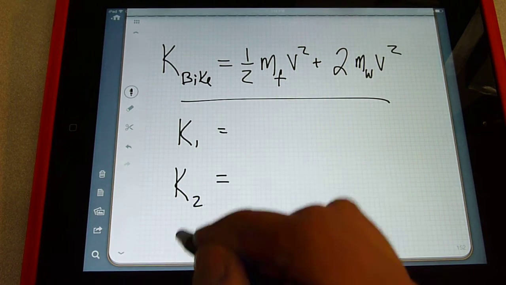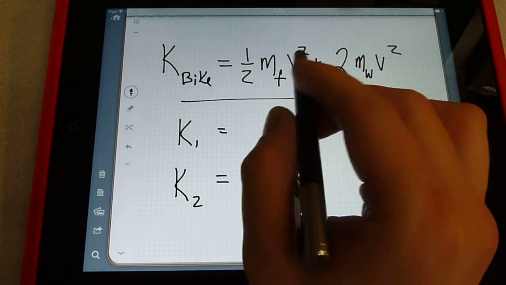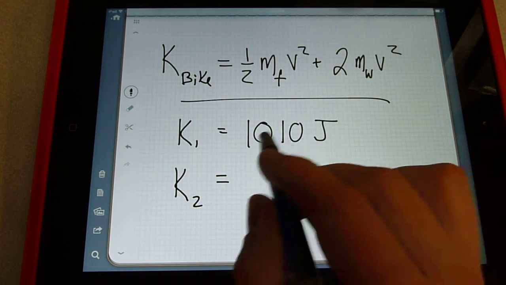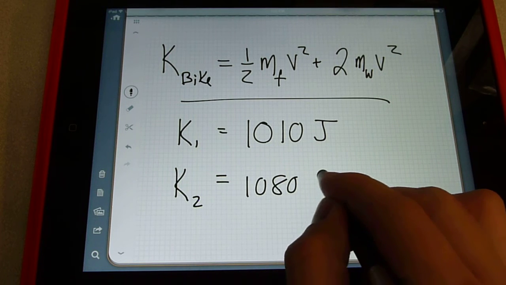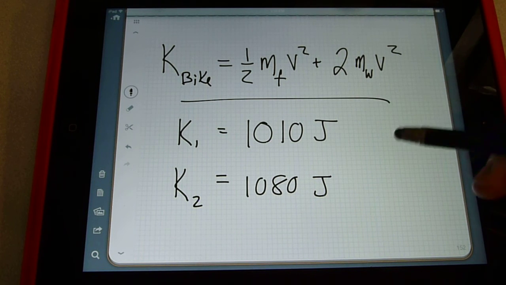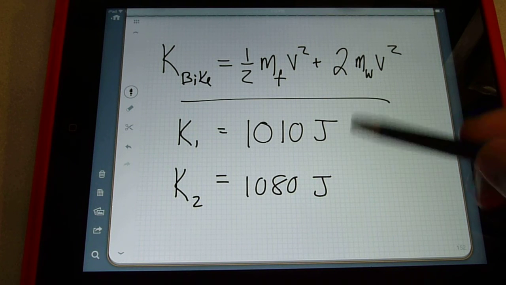I'll give you a second to pause the video and go back to work this problem. This also was problem 6 in the problems that we did in class on Wednesday the 22nd. So you can put those masses in, and if you wish to solve those yourself, you should then come back to the video and see that you get 1010 joules for the first one and 1080 joules for the second one. So the first bike had a heavier frame and lighter wheels. This one had a lighter frame but heavier wheels. But we see that the total masses were the same.